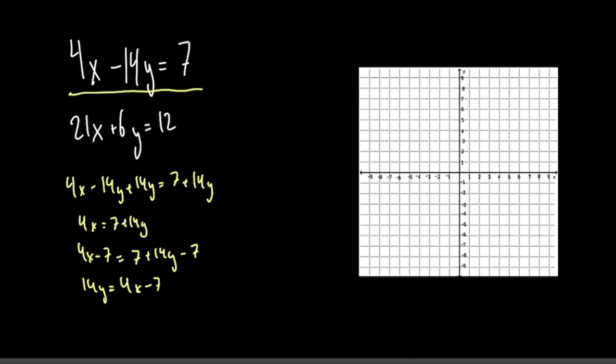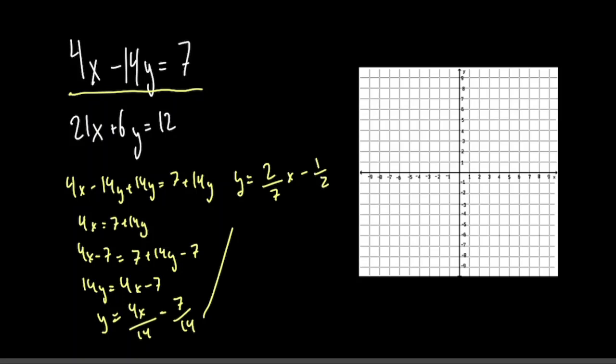Now I'm going to divide each term by 14. So we're going to have y equals 4x over 14 minus 7 over 14. Let's simplify this. If we have 4 and 14, we can divide each value by 2 to simplify it. So we're going to get 2 over 7x, and 7 over 14 is 1 over 2. So the equation of this line is going to be y equals 2 over 7x minus 1 over 2.